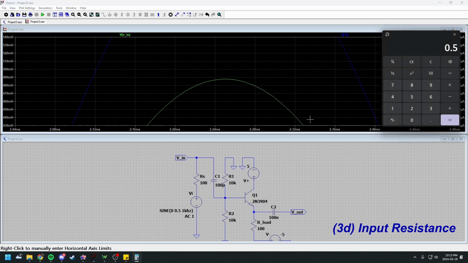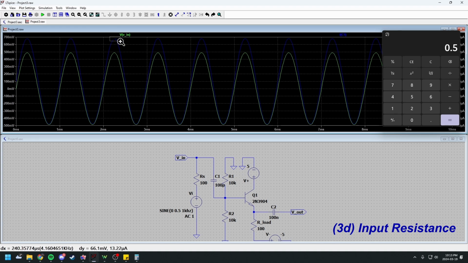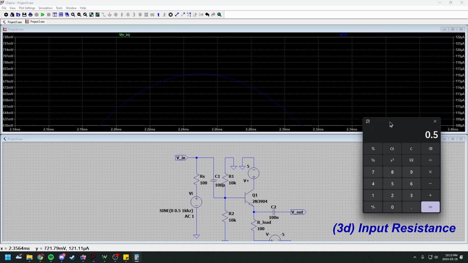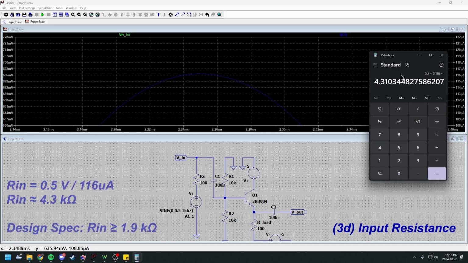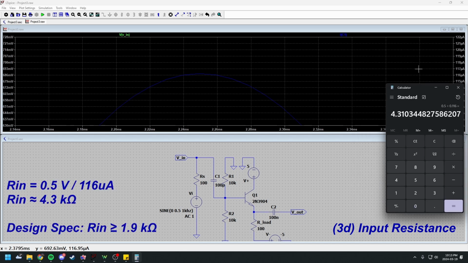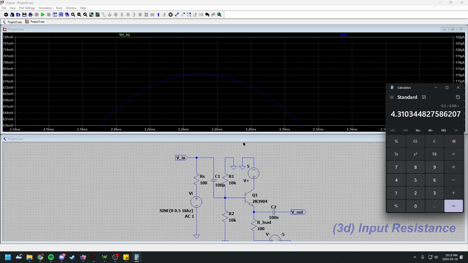divided by our current, which in this case is approximately equal to 116 microamps. Thus, our input resistance is approximately equal to 4.3 kiloohms, which satisfies our design requirement and our prior calculations.